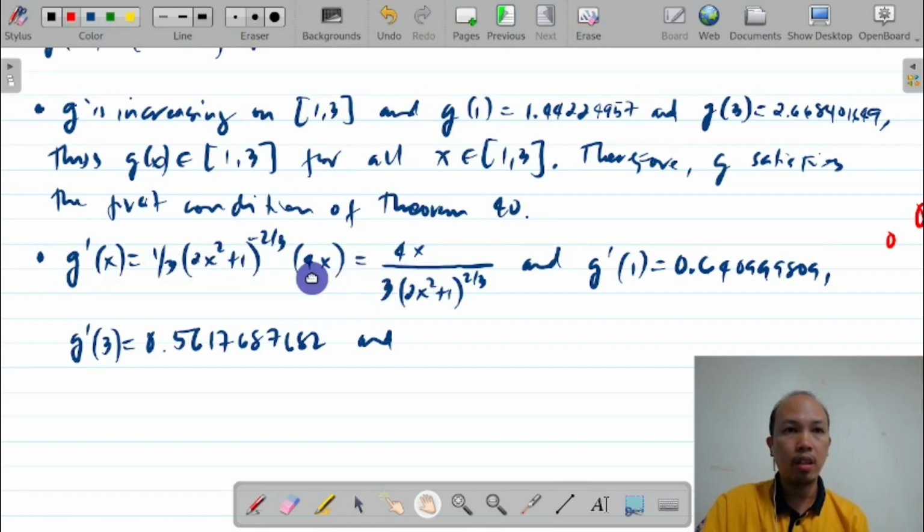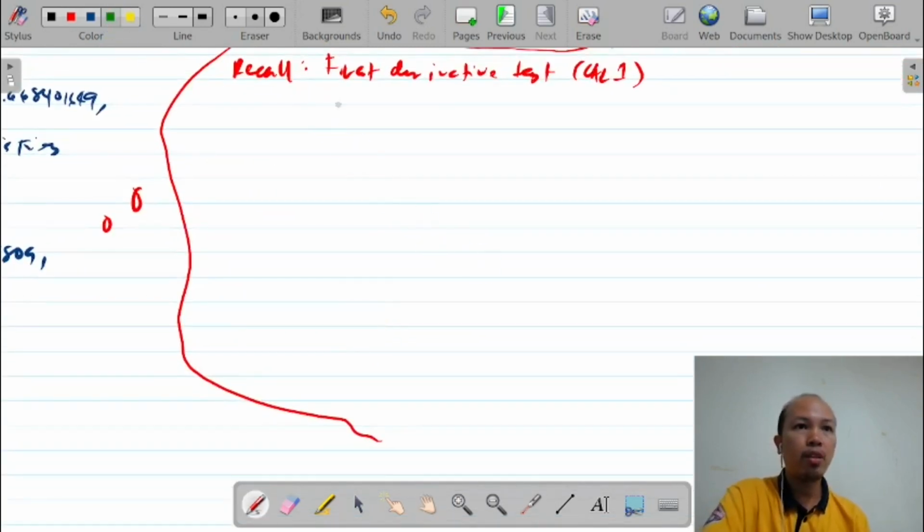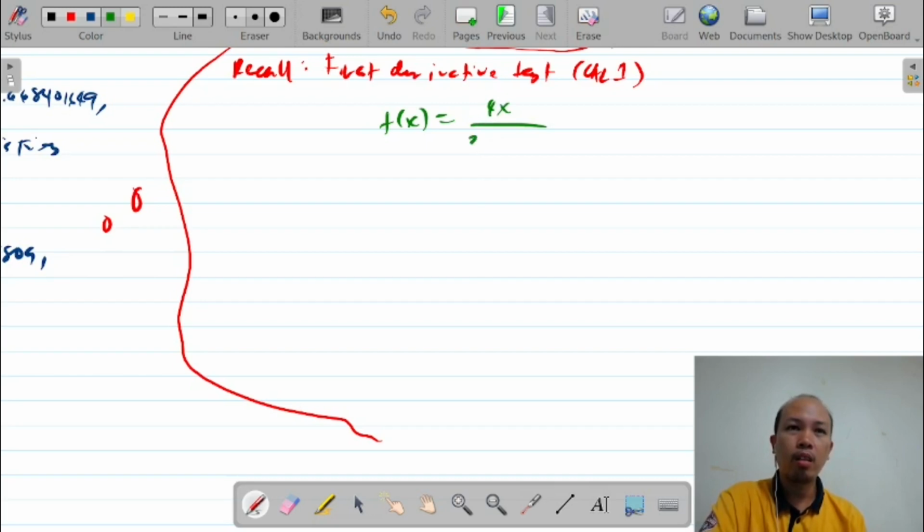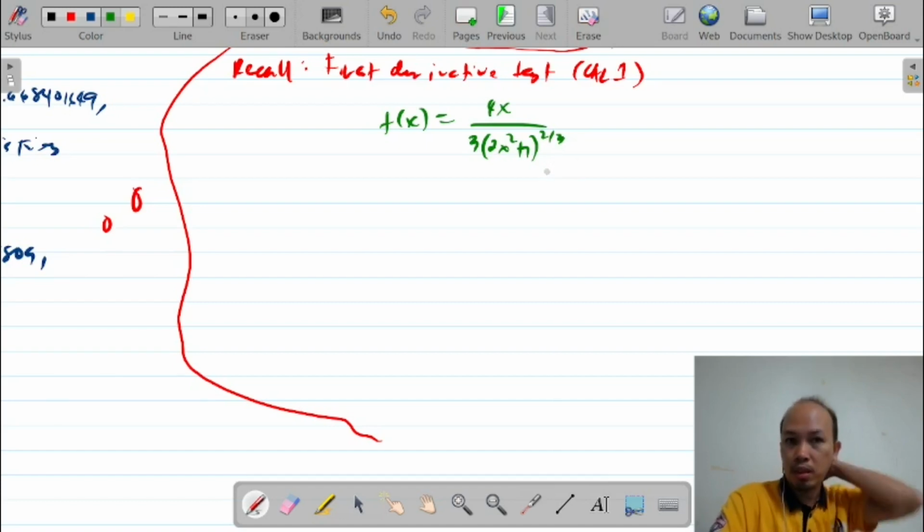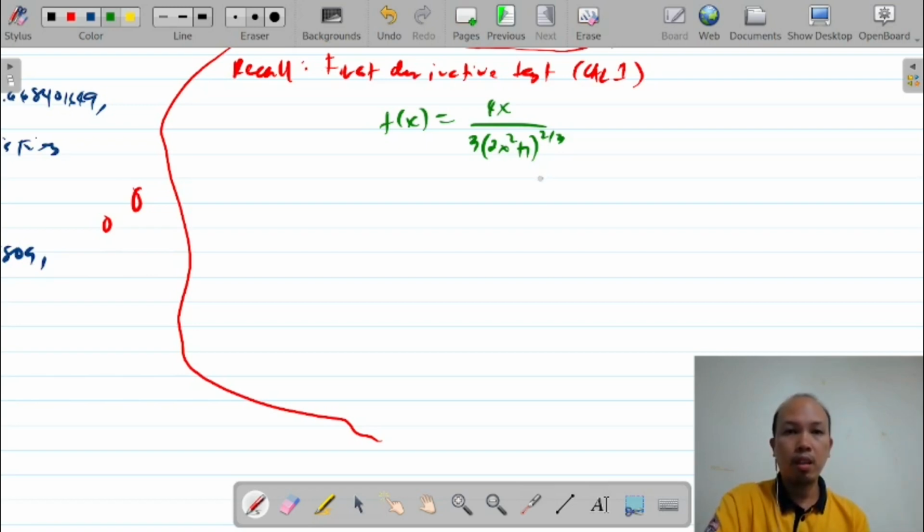Okay, since the curve clearly opens downward, we will let the function f(x) equal 4x over 3 times (2x² + 1) to the power of 2/3, this function here, and determine the absolute maximum value of this function, where this is our first derivative. Just to get the value of k.